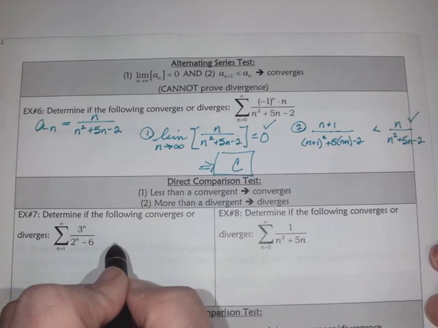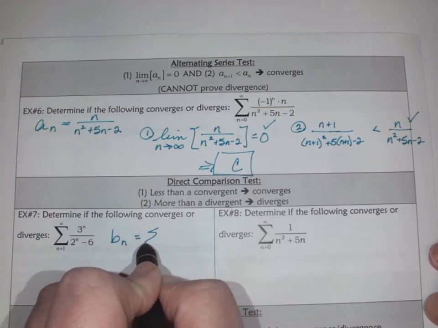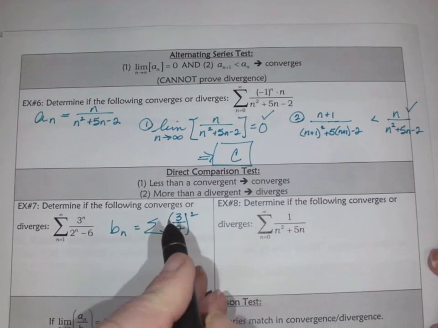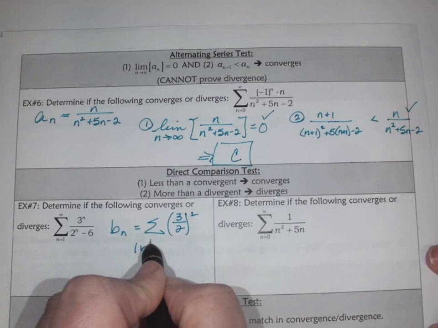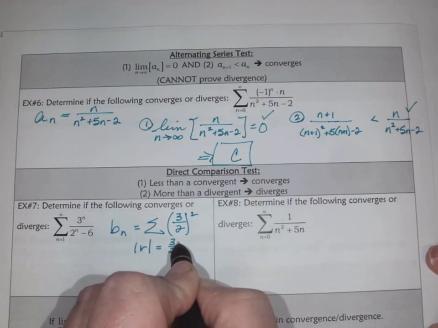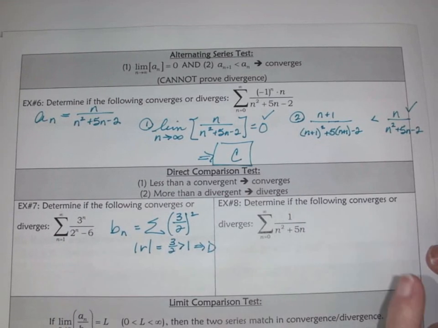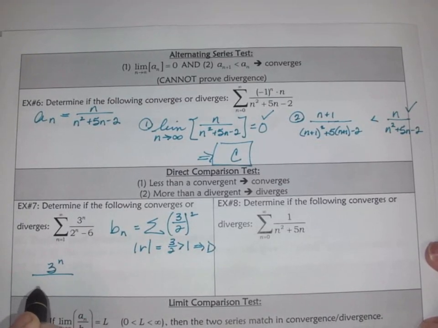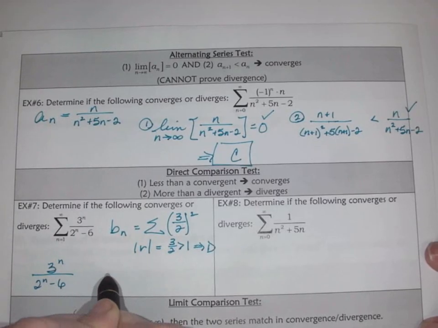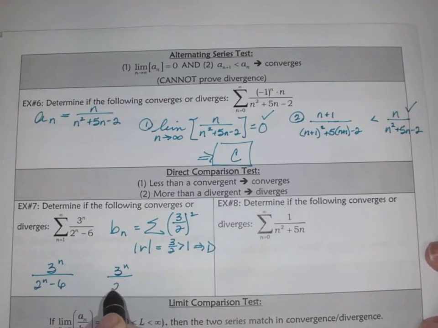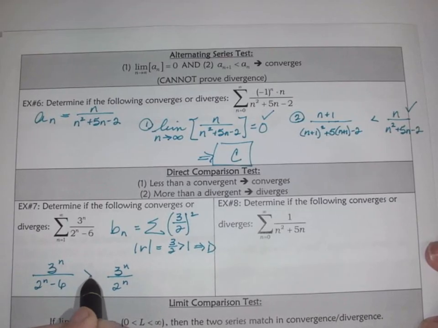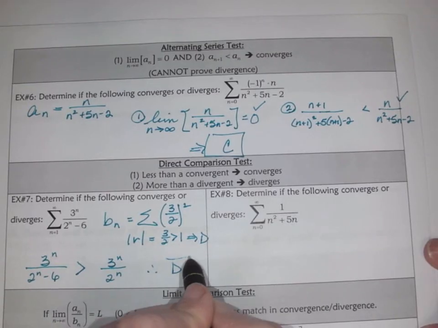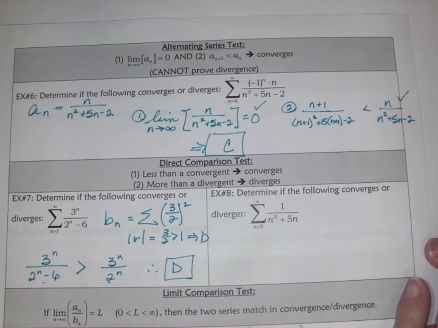So we're going to compare this to b sub n, which is going to be the series of 3 halves to the n. And we know that with that guy, the absolute value of r is equal to 3 halves, which is greater than 1. So therefore, we diverge. If I take 3 to the n over 2 to the n minus 6, and I compare it to 3 to the n over 2 to the n, if I subtract 6 from the denominator, I'm making it bigger. So therefore, this guy diverges because I'm more than a divergent.